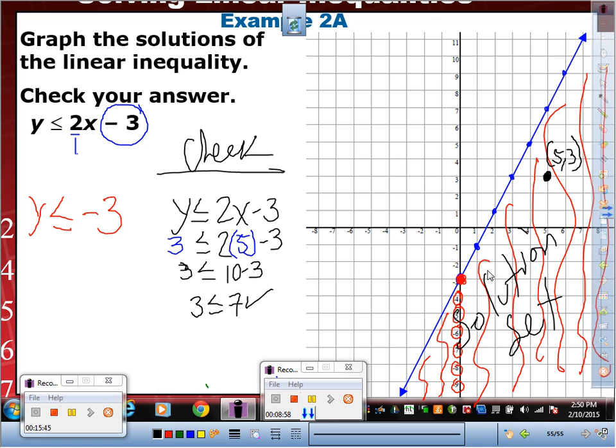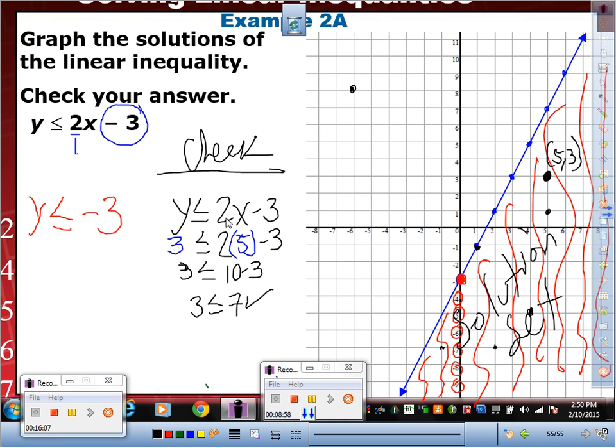Well, what does that mean? That at any of these points, what if I chose this one? Will that be part of the solution set? What if I chose this one? This one? This one? How about the point on the line? Yes, because it's a solid line. But what if I chose this one? No, because over here there's no solutions. Everybody with me? And that's how we graph an inequality.